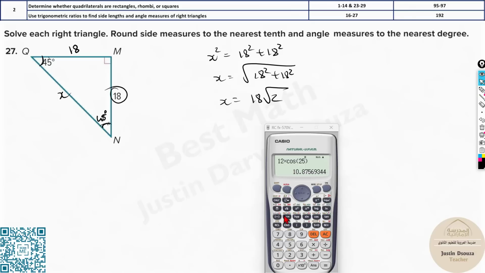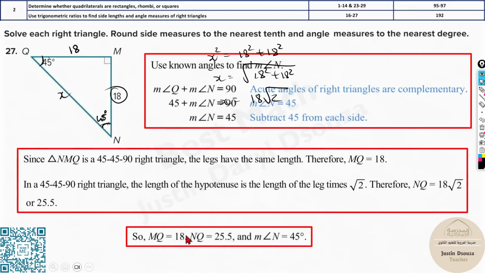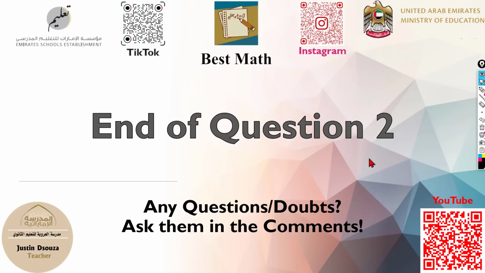Or you can just put in the calculator, square root of 18 squared plus 18 squared, and the answer is 25.5. That's the answer. The other one, MQ, was 18, and here we have 45 degrees. So that is finally the end of the question to its long video.